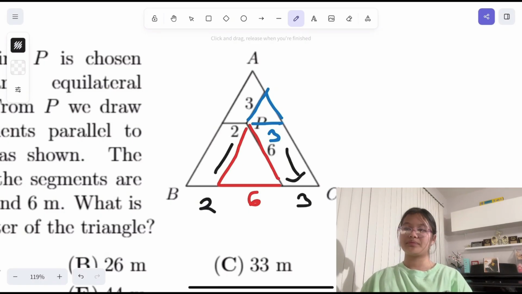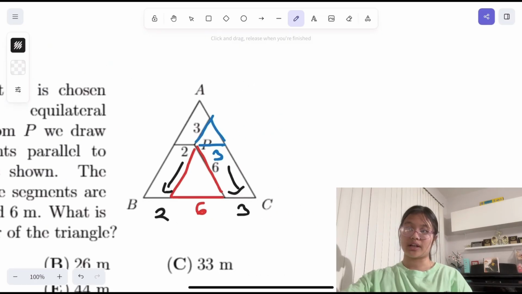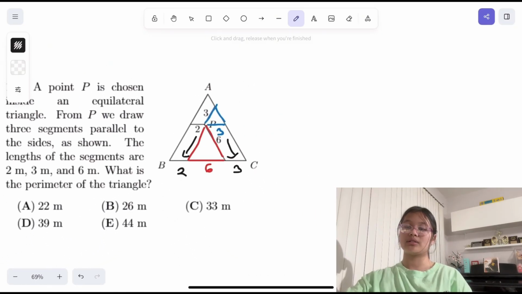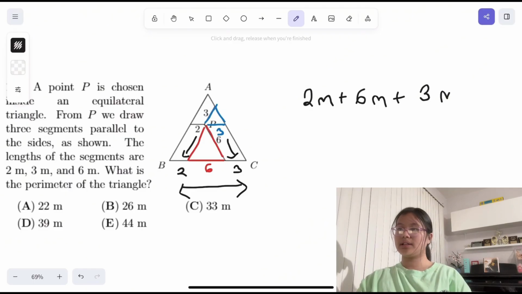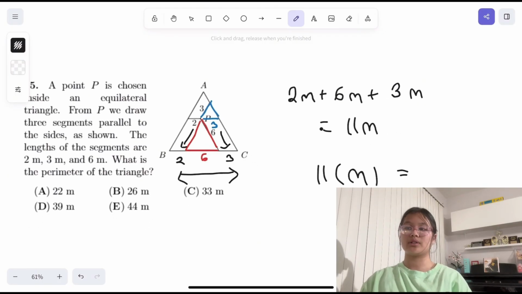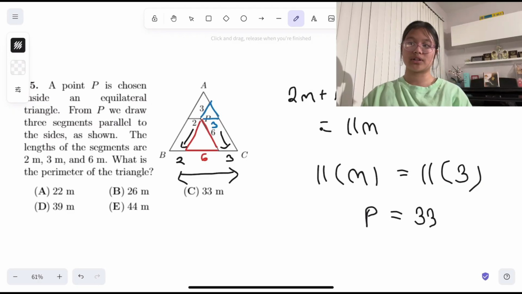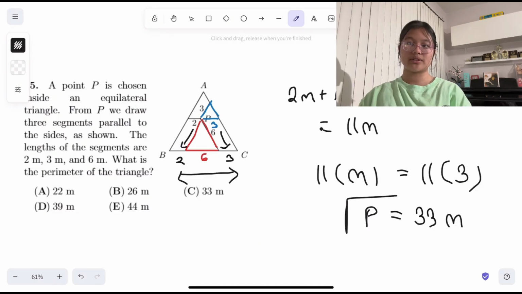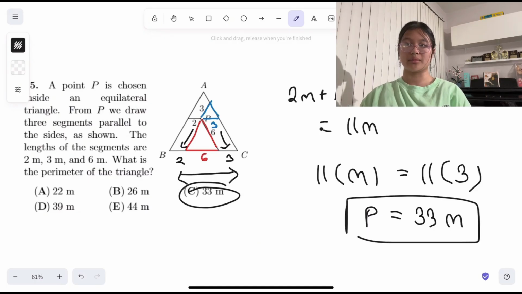So now we can find the total of the length from B to C. So we can do 2M plus 6M plus 3M. So that equals 11M. Now to find the whole perimeter of the equilateral triangle, we can do 11 multiplied by 3, because there's 3 sides of a triangle. So 11 times 3 is 33 meters, so the perimeter is 33 meters, which is C.